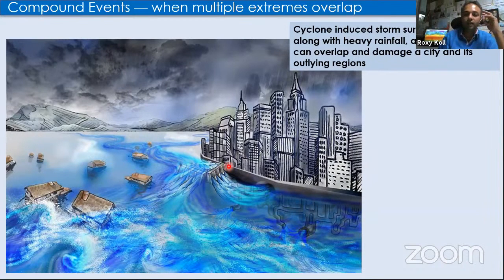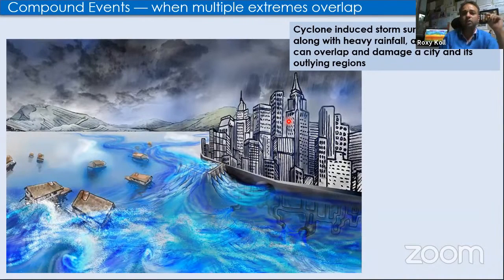Now consider that these cyclones are coming with heavy rains also, because with global warming there is more moisture available, more rains are coming in with cyclones, and cyclones are spending more time over land also. So which means there are heavy rains also. And if it is a city like Mumbai or Kolkata or Visakhapatnam, where cyclones have almost arrived in a near time period, it can damage the city because these multiple extremes are acting together.